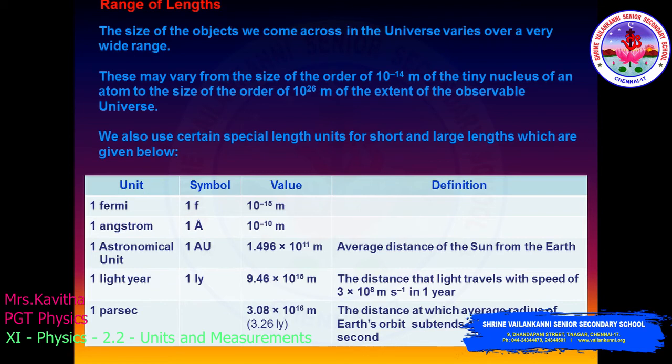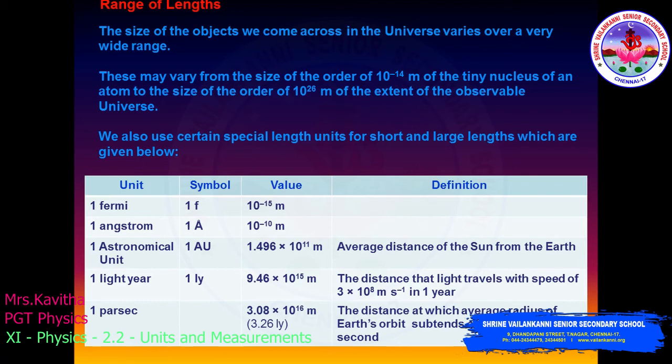I have already given some examples of commonly used lengths in that range in the previous video. See, 1 Fermi, 1 F, is equal to 10 power minus 15 meter. 1 Angstrom, that is the symbol, is 10 power minus 10 meter. The next one is the astronomical unit, AU, that is 1.496 into 10 power 11 meter. 1 light year, we all know, is 9.46 into 10 power 15 meter. 1 parsec is equal to 3.08 into 10 power 16 meter, right?